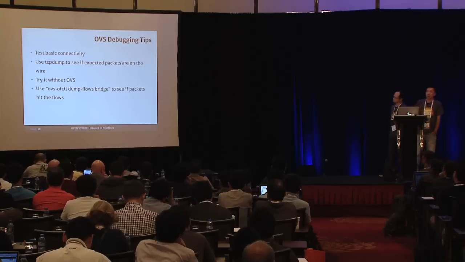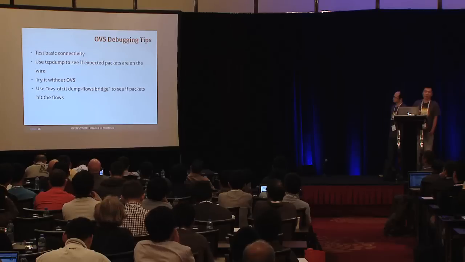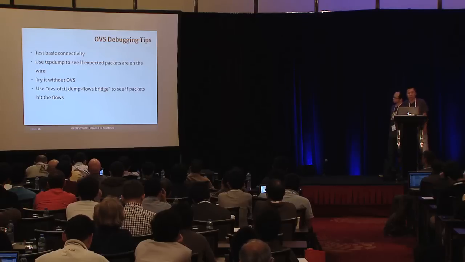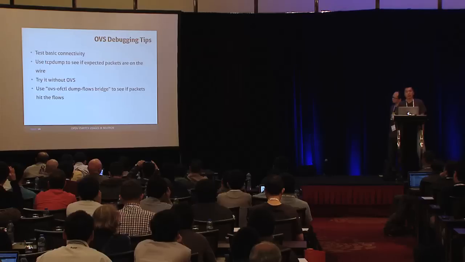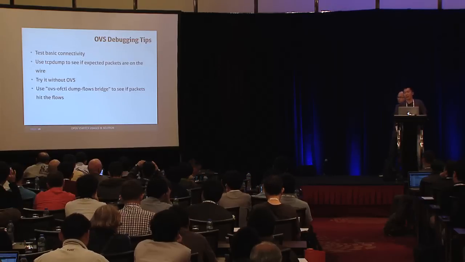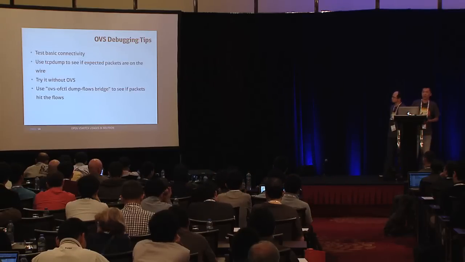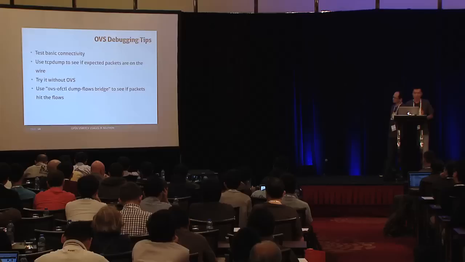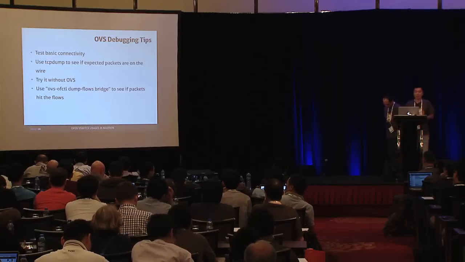The next one is some OpenvSwitch debugging tips. If you have a problem using OpenvSwitch, there are some tips for debugging. The first is to test the basic connectivity, because we may have bridged a wrong interface on the OpenvSwitch. For example, we intend to bridge to ETH1, but ETH1 has no wire connected. You can use tcpdump to see whether the expected packets are on the wire.